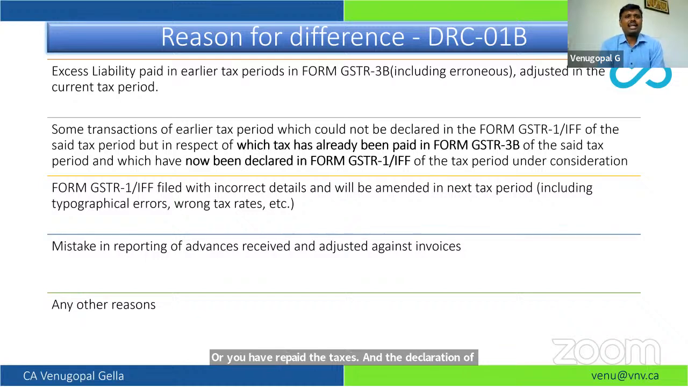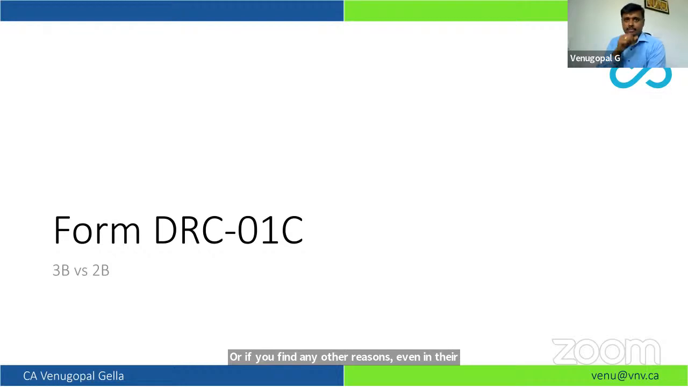So you didn't declare in R1 in the last month, you are declaring in the R1 now. It could be that reason. Or the same example, 1 lakh became 1 crore, you want to correct it in the next period, no problem. I have reported the advance, but this month I forgot to make an adjustment of the advance. I reported the invoice, I have also reported the advance. Or if you find any other reasons, give either reasons. But responding to this to the department within 7 days is mandatory.